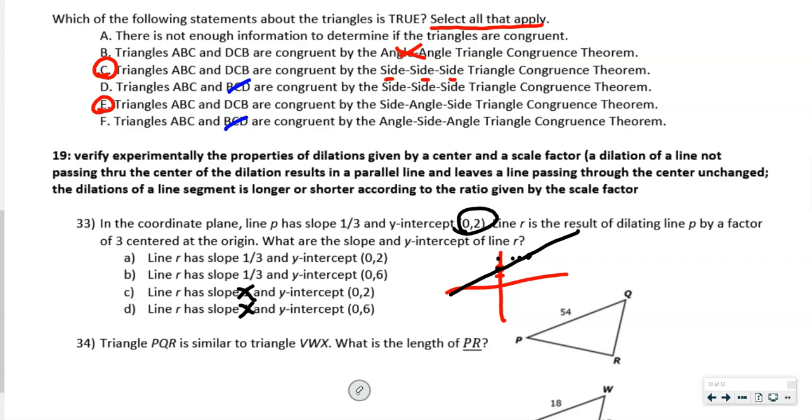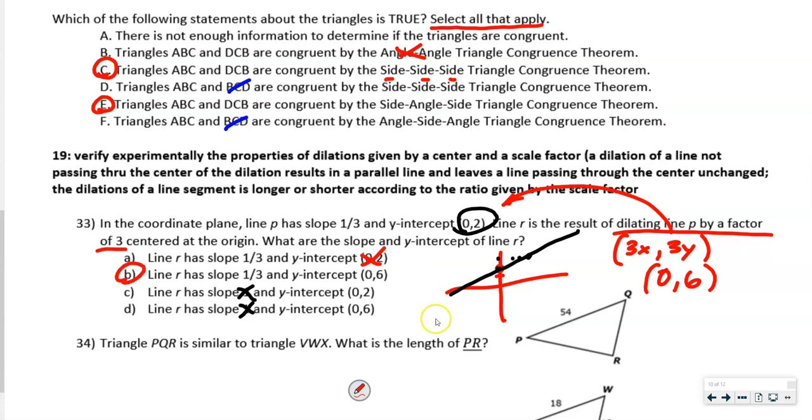Dilated, oh my goodness, it's not clicking. Dilated by a factor of 3. So we're doing 3x, 3y to the y-intercept. So we're going to do that to this point right here. Obviously 3 times 0 is still 0, and 3 times 2 is 6. So this is our new y-intercept. So that is not the answer either. So B is the answer.